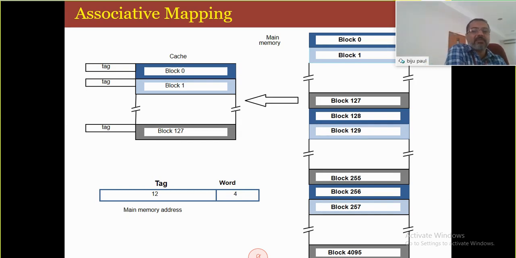Now look into the main memory address. As I mentioned, in each block there are 16 locations. We require 4 bits to identify each location. So the 4 least significant bits are reserved for that, to identify which location in a block. Next, 12 bits. 2 raised to 12, that is 4096.